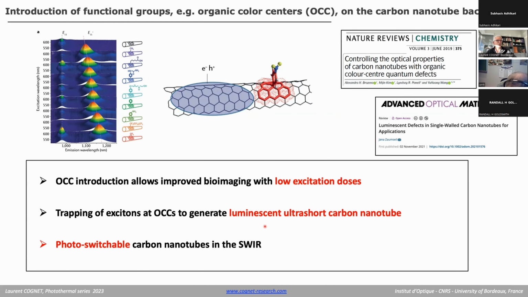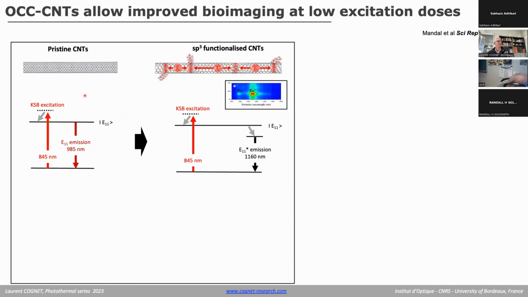And I will show you 3 examples of what we can do with that, starting with the first one, which is how we can improve bioimaging with such color centers. And why is that? Remember what I presented to you. You have pristine nanotubes, regular nanotubes. You have excitation on the phonon side band, as I told you, and emission from the band gap. And when you introduce these color centers, you create low energy states from which you have emission at the color centers.